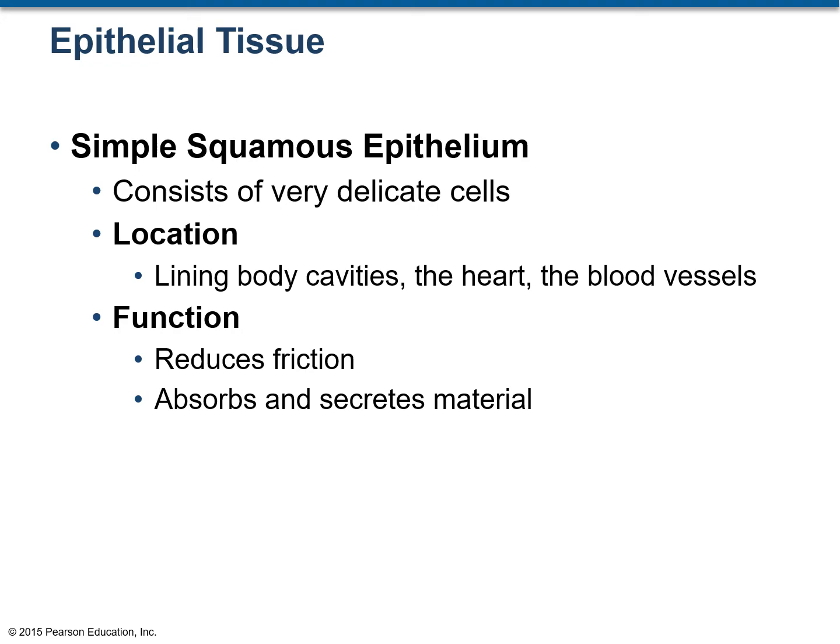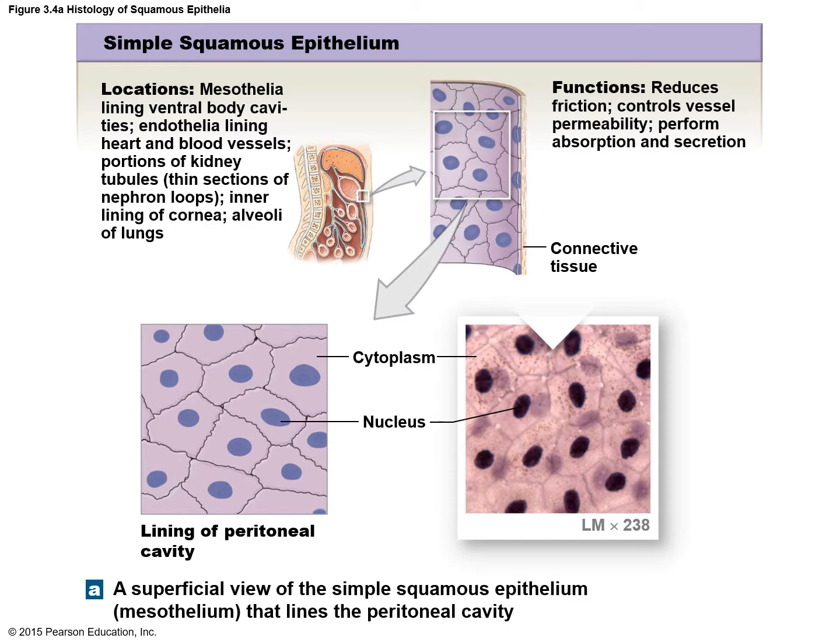The first one is simple squamous epithelium. That means this tissue is simple, it's one layered, and the shape is squamous. The location of this type of tissue is usually in the heart, in the blood vessels. What is the function? It reduces friction. An important example for location of simple squamous epithelium is the alveoli of the lungs.